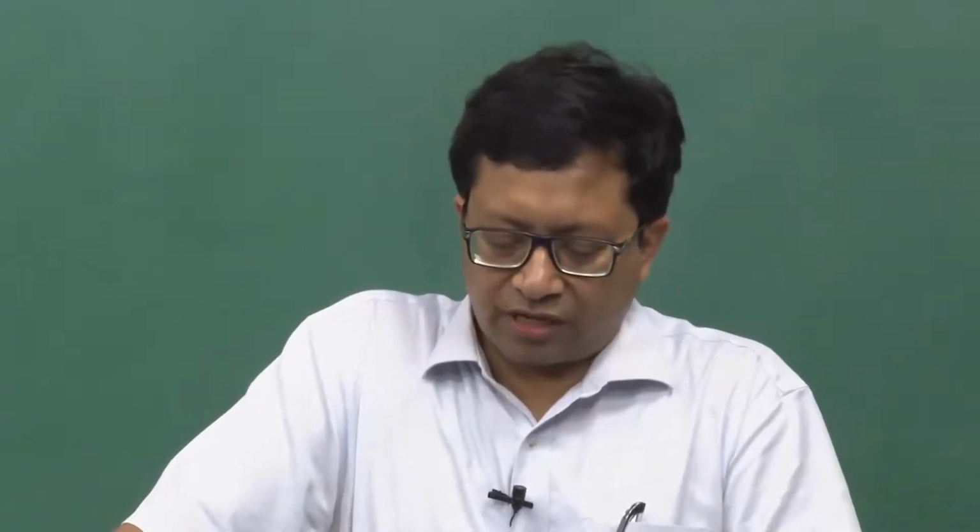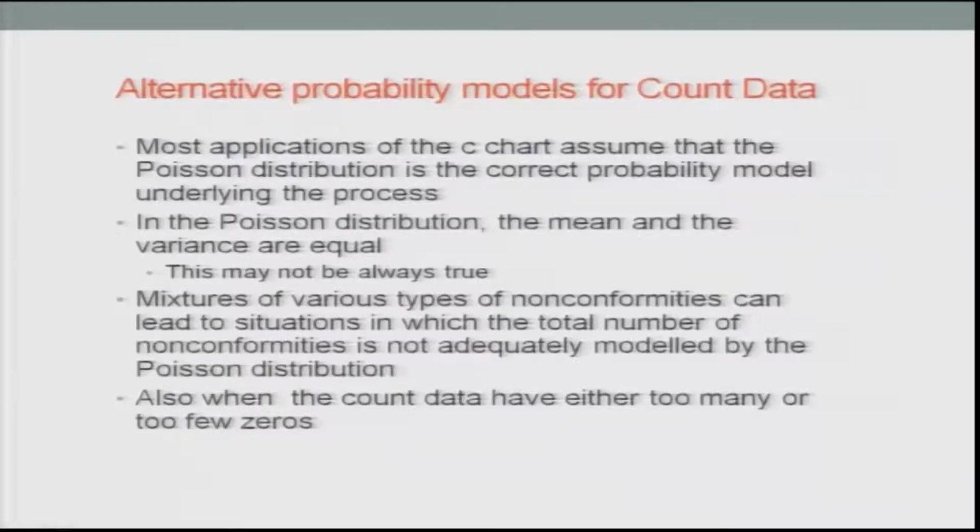So, mixtures of various types of non-conformities can lead to situations in which the total number of non-conformities is not adequately modeled by the Poisson distribution. So, obviously, it would mean that the limits we find based on the Poisson distribution, and how the overall process graph changes, may have an error because the Poisson distribution by itself is not true.